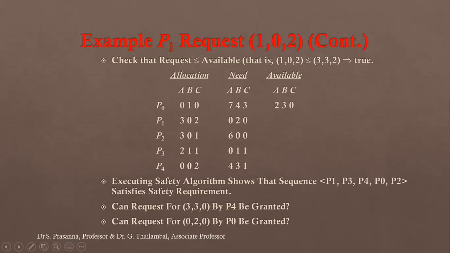Example: P1 requests 1, 0, 2. That is less than 3, 3, 2. So the request for ABC is 1, 0, 2 only, but the availability is 3, 3, 2, so it is a safe state. Definitely we can allocate and the process gets completed. Executing the safety algorithm shows that the sequence P1, P3 to P0 satisfies the safety requirement.